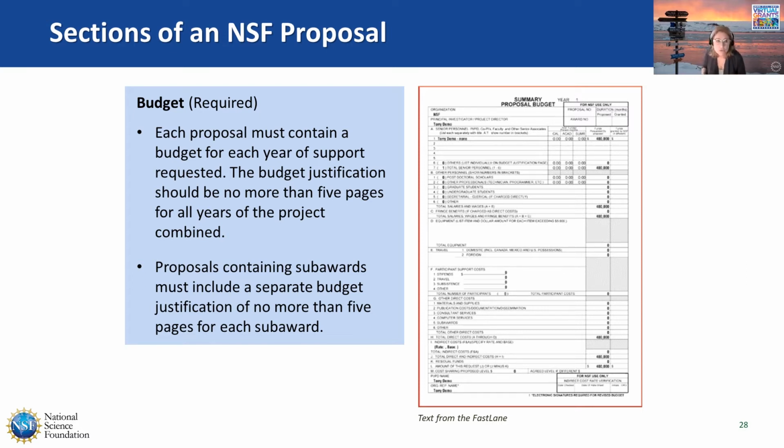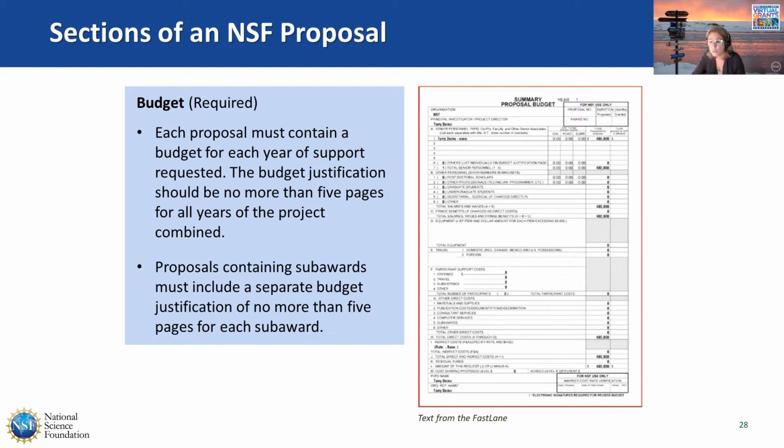You must use this format, and each proposal has to have a budget for each year that you are requesting funding, and it should be no more. You get a budget justification to go along with this, and you get up to 5 pages for your institution to justify all of the items that you've requested funding for.